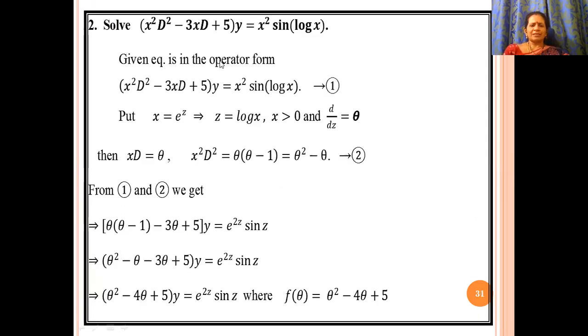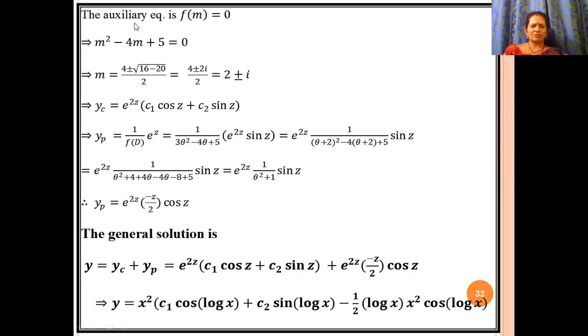So this is another, second method, another differential equation using the Cauchy-Euler equation. Using this differential equation, we apply the Cauchy-Euler form and get f of theta. After getting f of theta, find the auxiliary equation. You get the two roots. According to the roots, you can write down the complementary function.